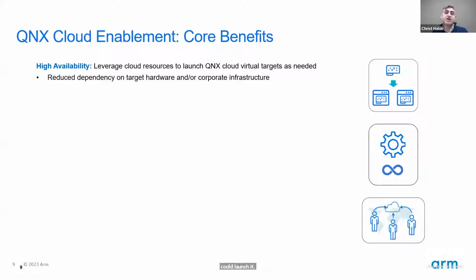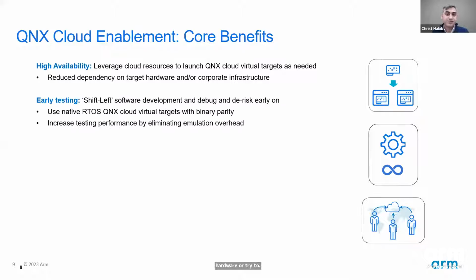Moreover, you could not just launch the number of instances, but you could also change the configuration of the instance. So if you need to target a 2-core system that you're developing for versus an 8-core system for a different project, you could also configure those appropriately in the cloud. So you could do this for multiple projects with high availability, so no one has to compete for hardware or try to provision or budget for specific types of hardware.